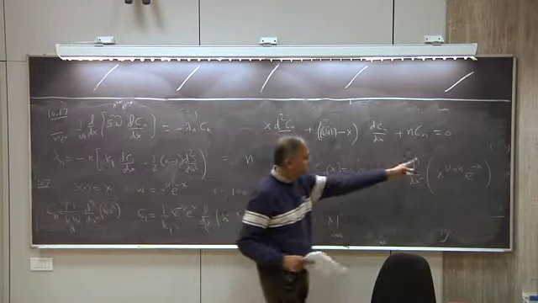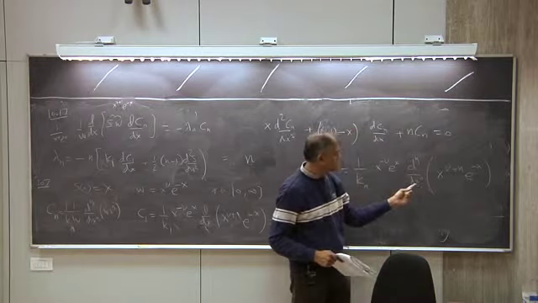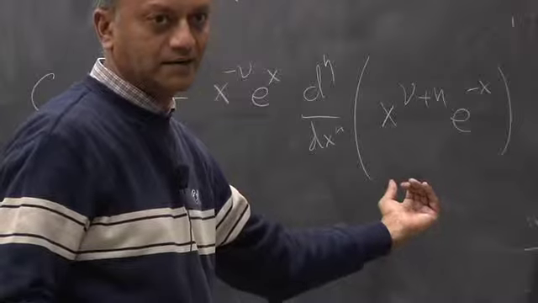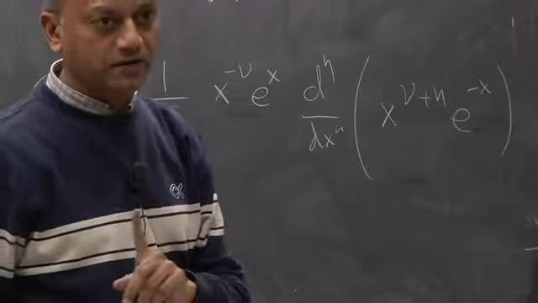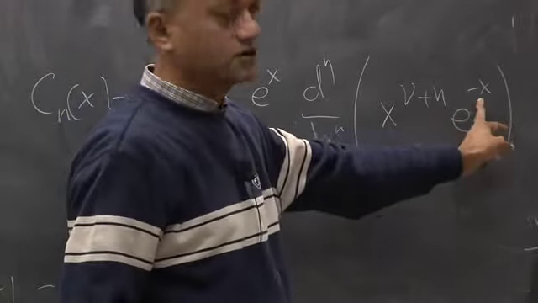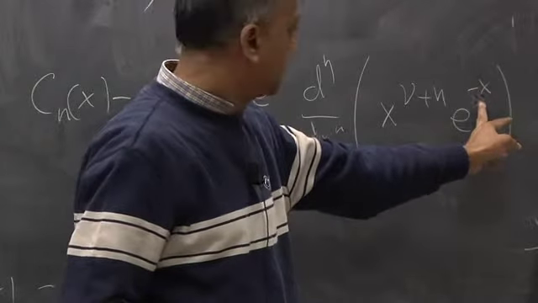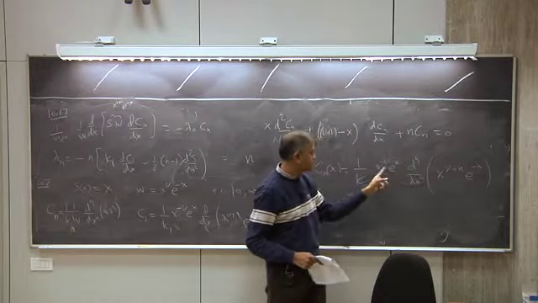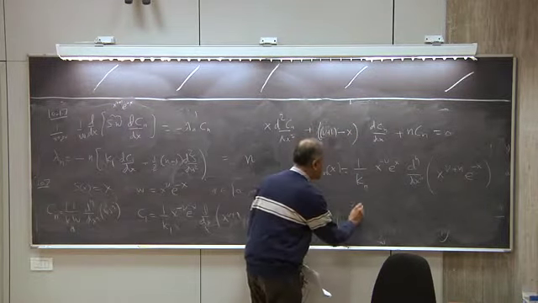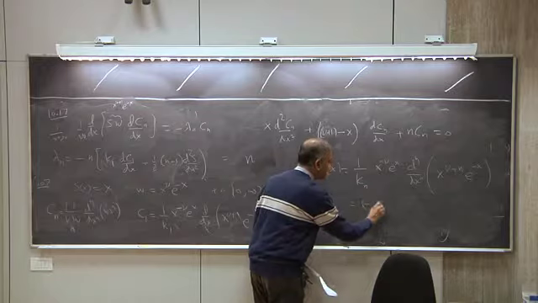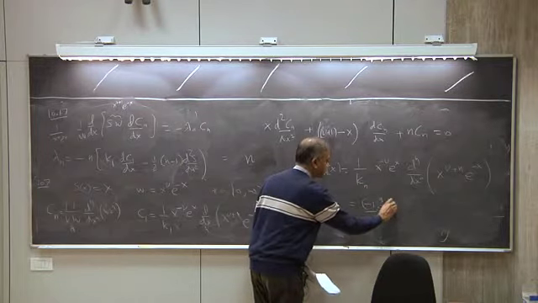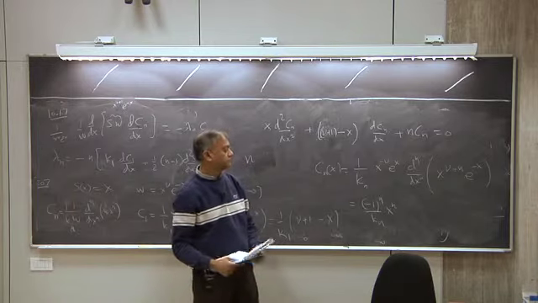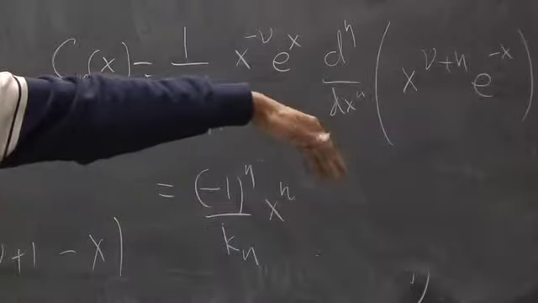So if you look at the highest power x to the n, how can that appear? Whenever a derivative hits here, it is going to reduce the power of x, right? So if you are only interested in the highest power, then all the derivatives must act on the exponential. And then you get simply minus 1 to the power of n, and then all this cancels. So you get minus 1 to the n divided by kn, x to the n, right?